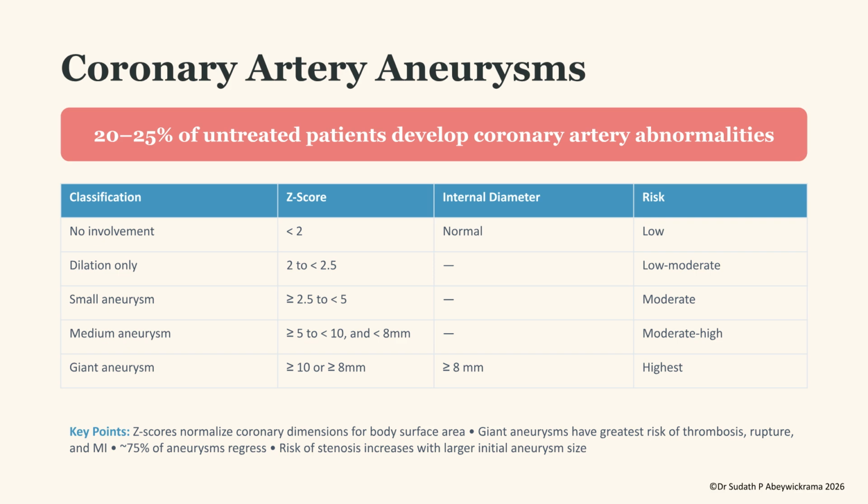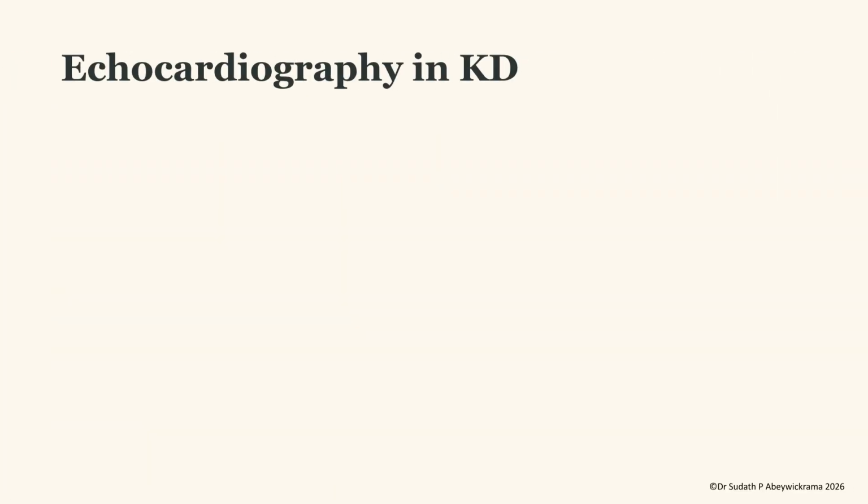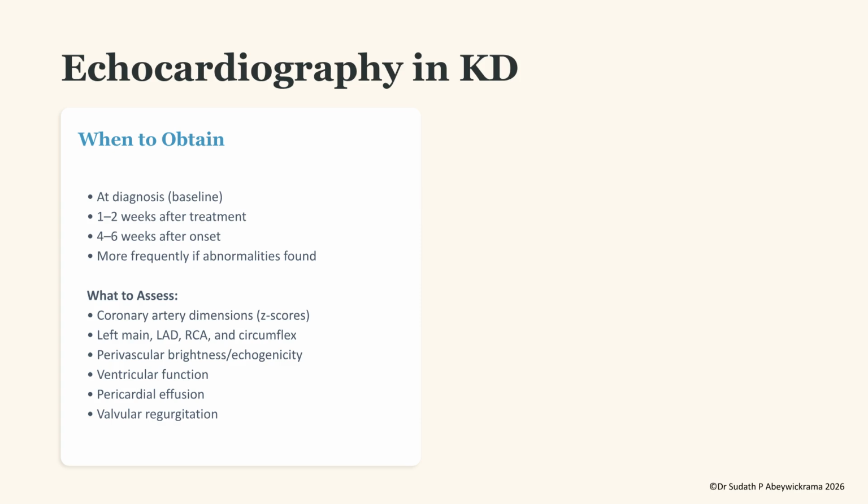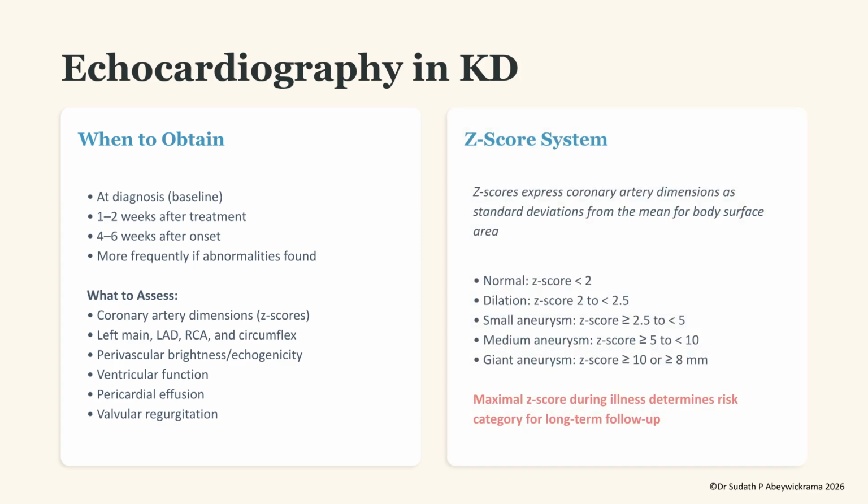Aneurysms are classified using Z-scores, which normalize coronary dimensions. Giant aneurysms carry the highest risk of severe complications, although about 75% of aneurysms regress. Echocardiography is vital, conducted at diagnosis and during follow-up. It assesses coronary artery dimensions using Z-scores, ventricular function, and other cardiac abnormalities. The maximal Z-score determines the long-term risk category.